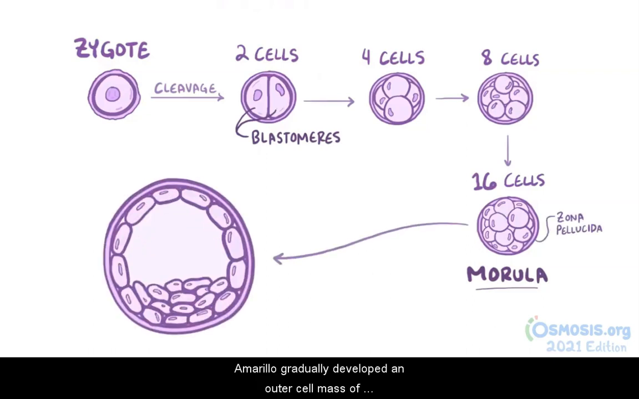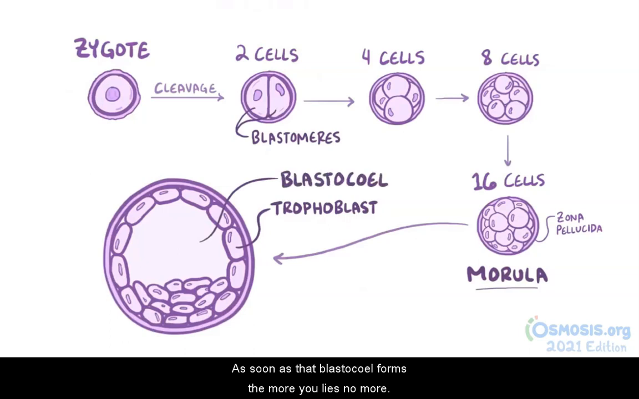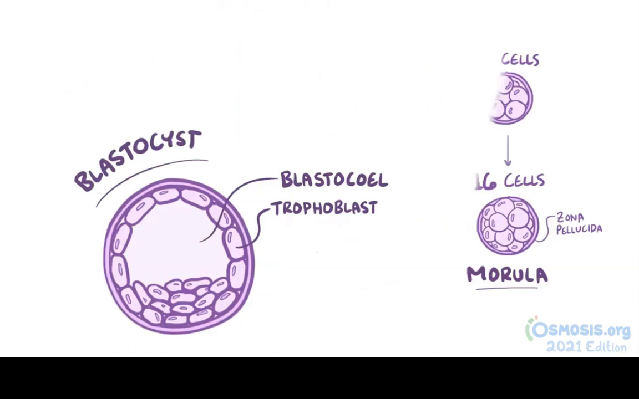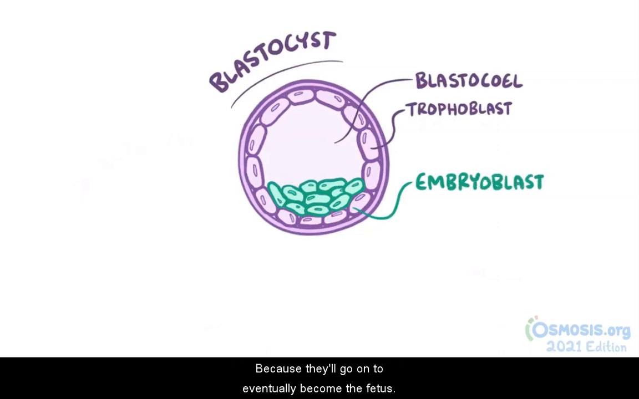That morula gradually develops an outer cell mass of trophoblast cells, and an interior cell cluster with a fluid-filled cavity at the core called a blastocele. As soon as that blastocele forms, the morula is no more, and now it's a water balloon-shaped structure called a blastocyst. Now, the cells making up the inner cell wall of the blastocyst are collectively called the embryoblast, because they'll go on to eventually become the fetus.